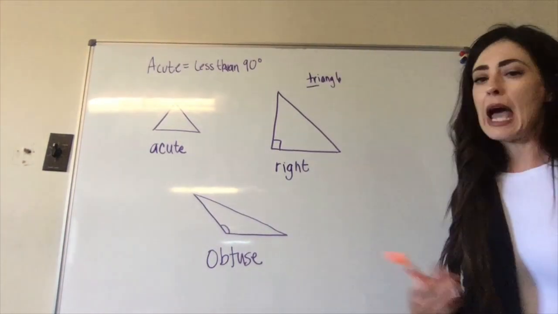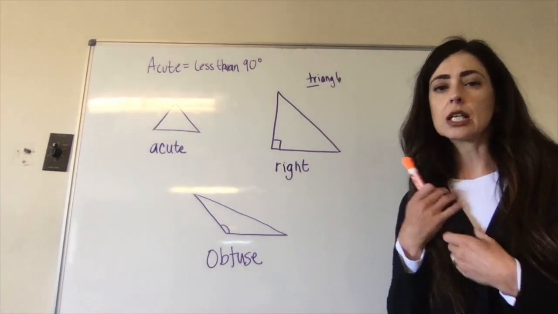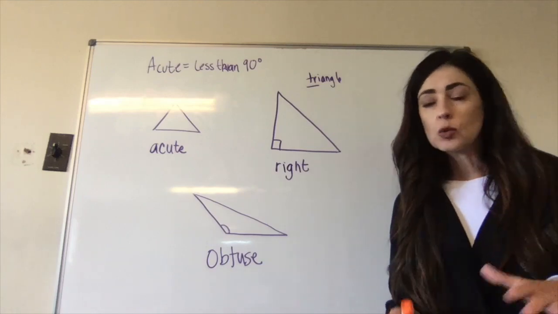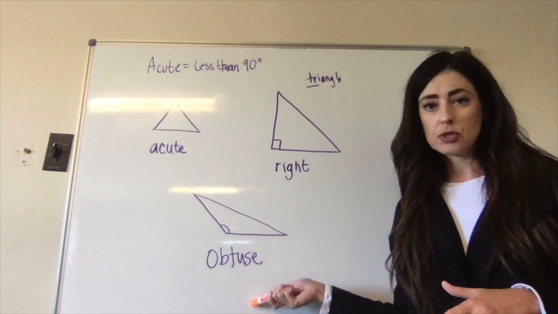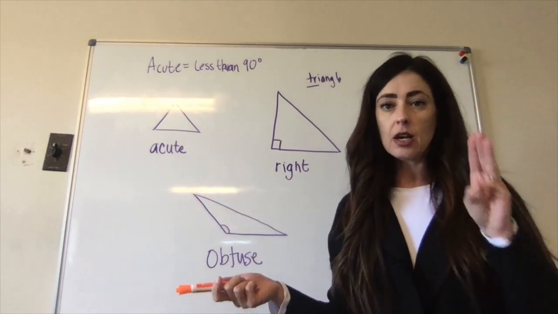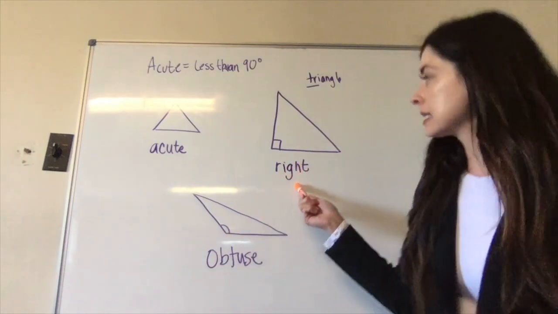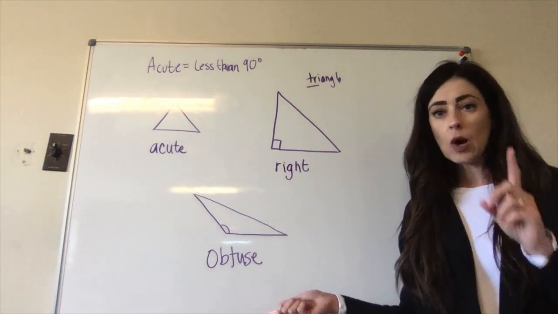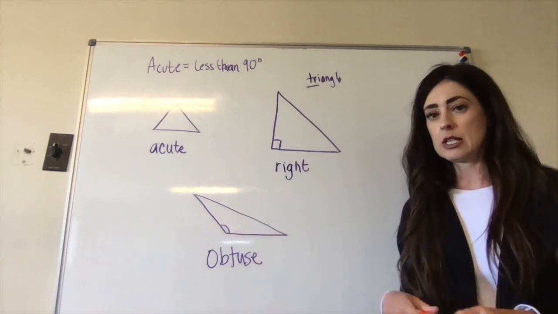But if you were asked what to classify a triangle by its angles, the right answer would be either acute, right, or obtuse. Review. Acute has 3 angles that are less than 90 degrees. Right has 1 angle that is 90 degrees, and obtuse has 1 angle that is greater than 90 degrees.